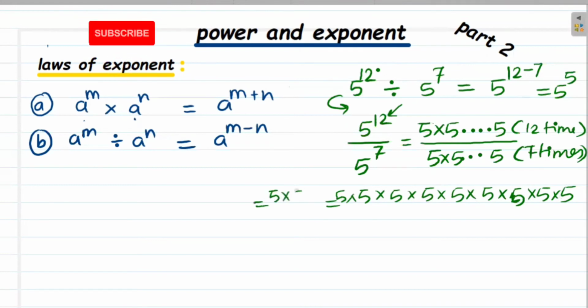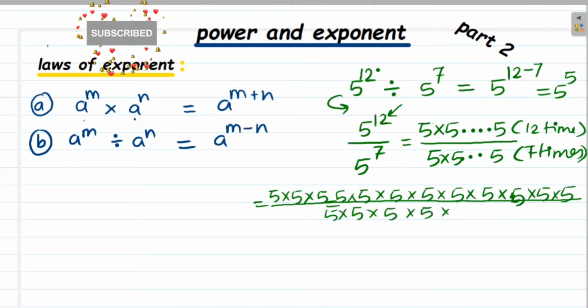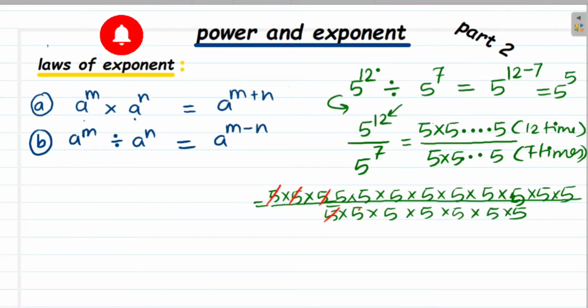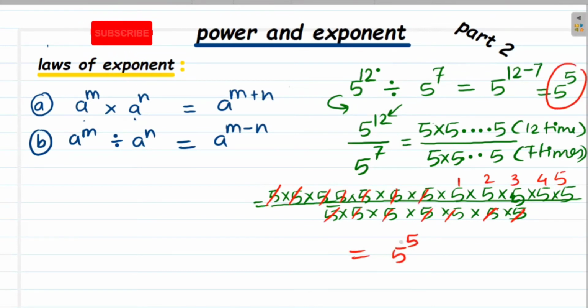We know how to do the cutting of it. Divided by 5 multiplied 7 times: 3, 4, 5, 6 and 7. Now we can perform the cutting. That is 5 ones are 5, 5 ones are 5, 5 ones are 5, 5 ones are 5. Like this we can do the cutting. Now how many 5s are remaining, that we will count. 1, 2, 3, 4 and 5 times my 5 are remaining. So I can write it as 5 raised to 5. See, this answer and this answer are exactly the same. So the logic behind this second law is this.